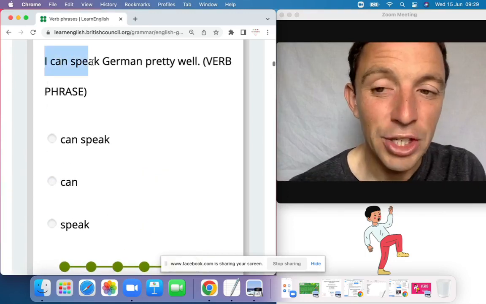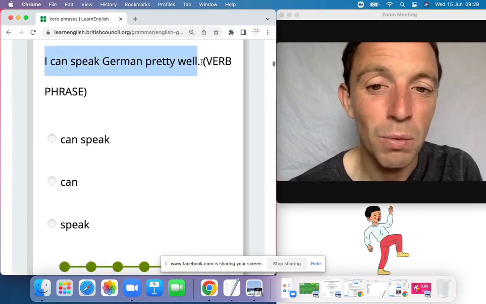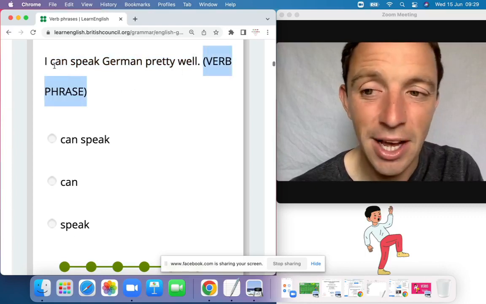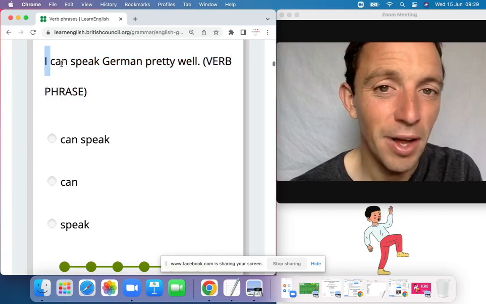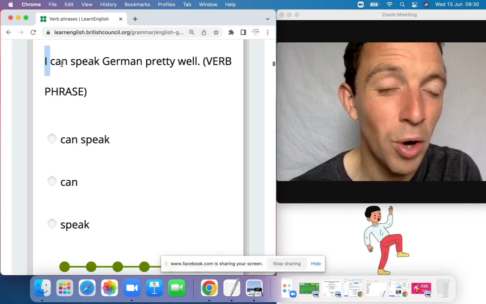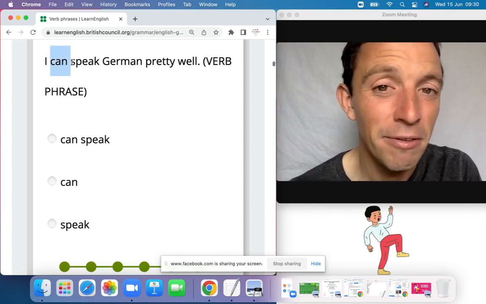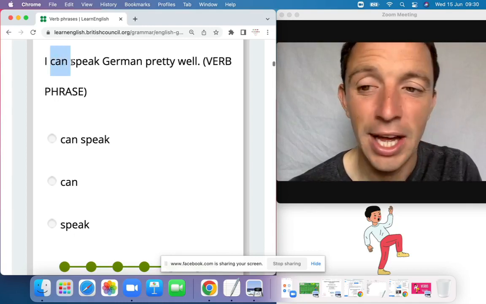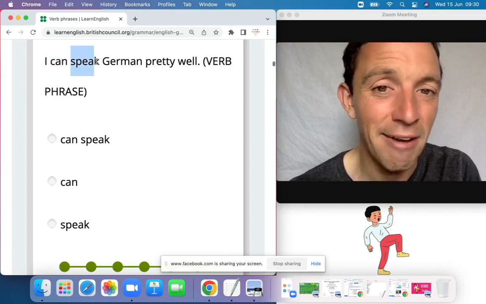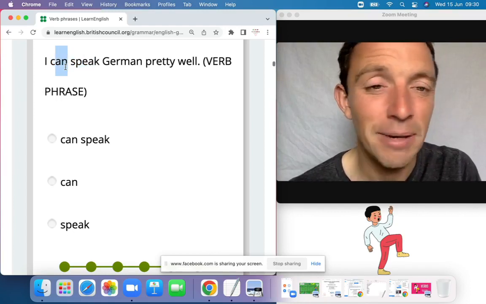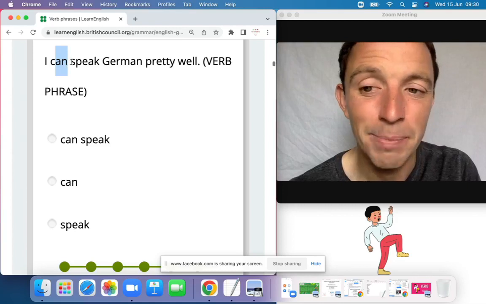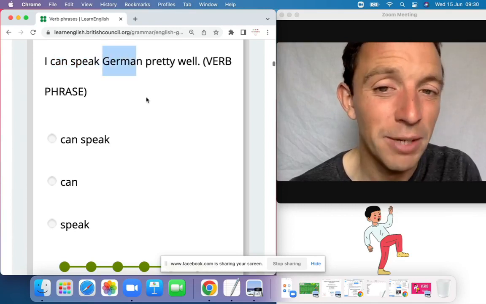I can speak German pretty well, and we are looking for the verb phrase. I is the subject. I, you, he, she, subject pronoun. Can is the verb for ability and permission, and speak also is a verb. Can is the modal verb and speak is the main verb. So I can speak. German is the object pronoun.